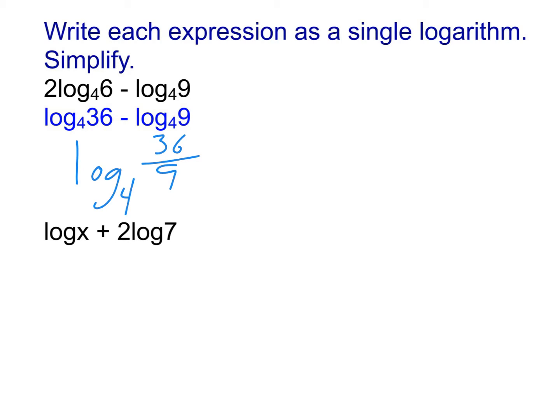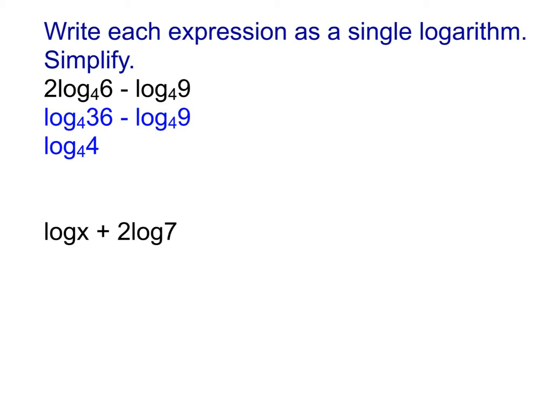Now that happens to be a nice pretty number. What is 36 divided by 9? That's going to be 4. So then this boils down to be log base 4 of 4. All right. Can we simplify this any further? Is log base 4 of 4 a nice pretty number?